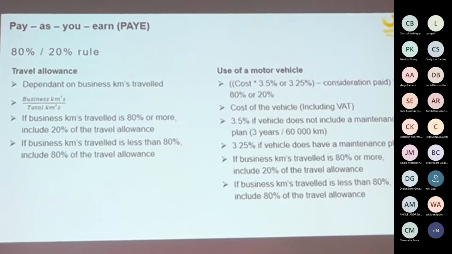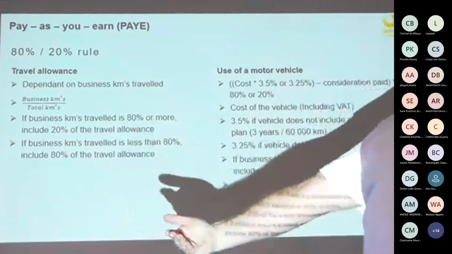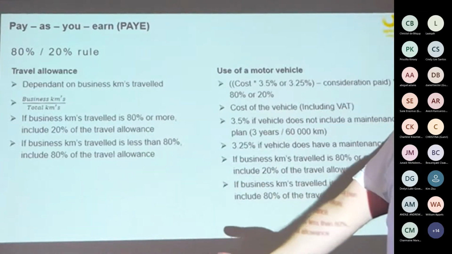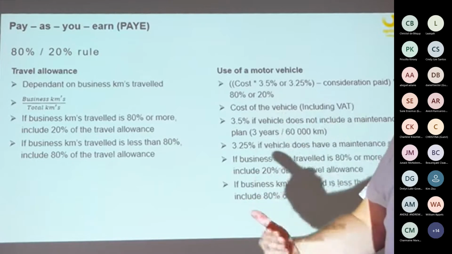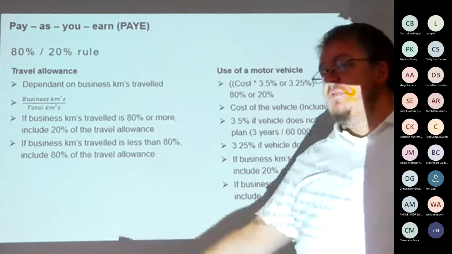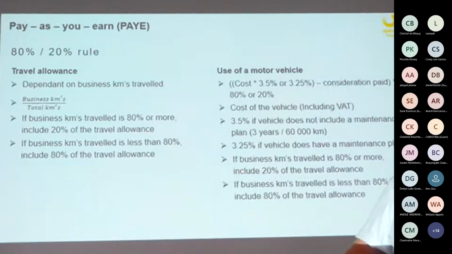Okay, 80-20 rule. I basically already discussed the 80-20 rule. Okay, the use of a motor vehicle. How does the use of a motor vehicle work? Because the use of a motor vehicle is a fringe benefit. I get the use and I get the benefit, but I don't pay for it. And SARS says that's not fair. You have to be taxed for it. So now we have to determine what the benefit is that I'm going to be taxed on.